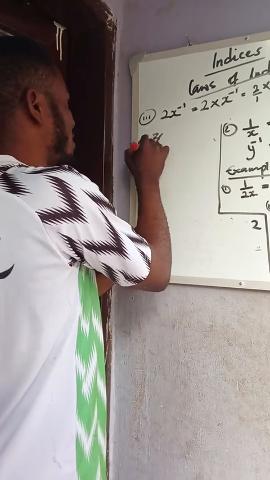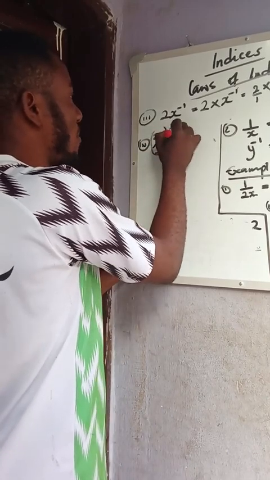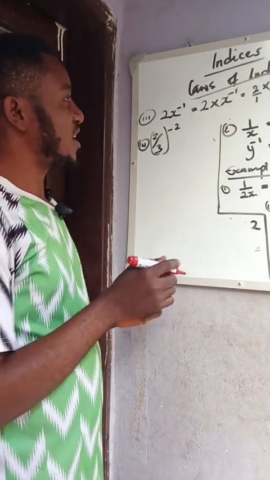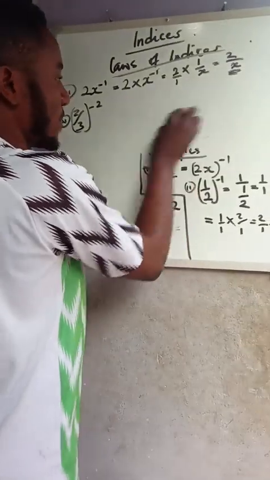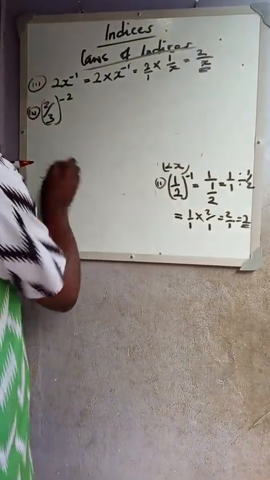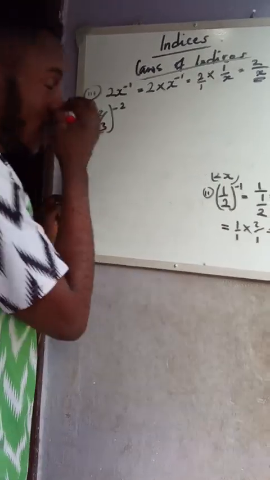But okay, now if I have something like, let's say, 2 over 3, that is 4, 2 over 3 raised to the power minus 2. 2 over 3 raised to the power minus 2. So see how it works.